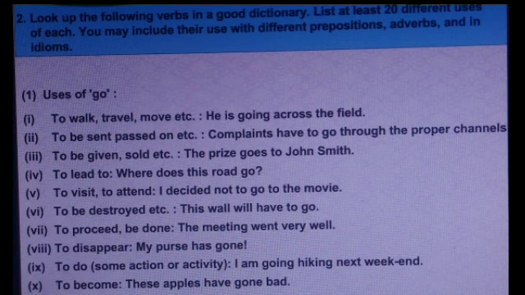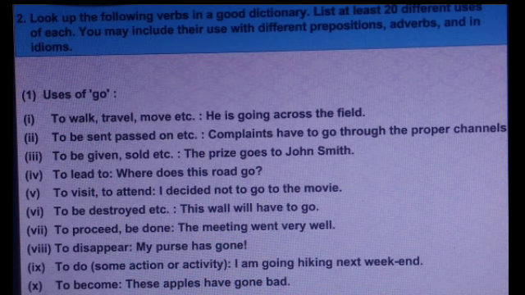Here is the use of the verb go. Now you can see this verb is used in different forms, which refer to some action or some activity. For example, a first example shows that he is going across the field. For example, to walk, to travel, or to move, etc. Now we can see how go is used in different forms in order to form different types of sentences.